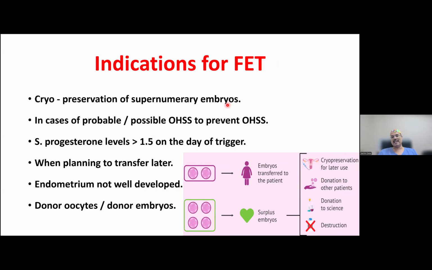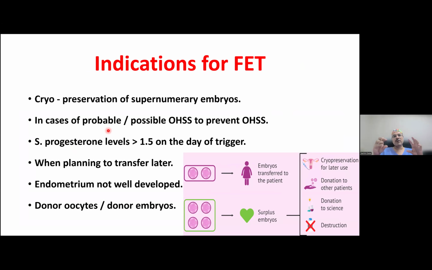You have a girl whose AMH is 3, you got 17, 18, 20 oocytes, and you formed nice 5, 6 blastocysts. Now, there is no way that you can do a fresh transfer of this, because she's definitely going to land up with OHSS. So, in such cases, we freeze all the embryos and do a frozen embryo transfer in the next month.